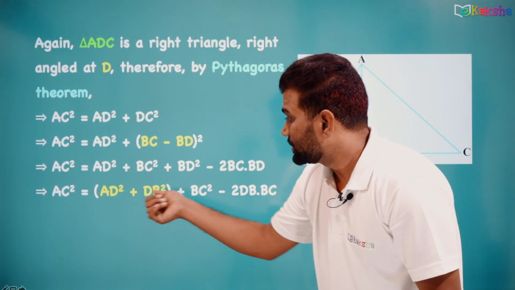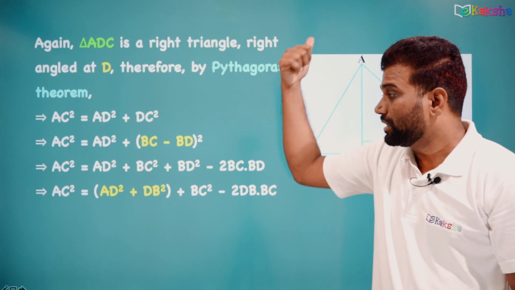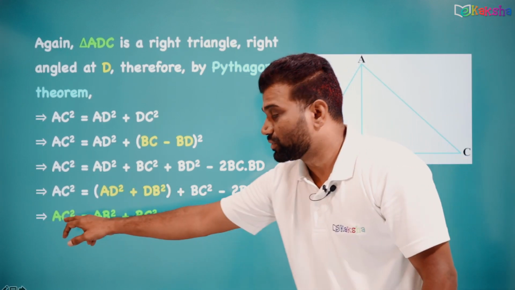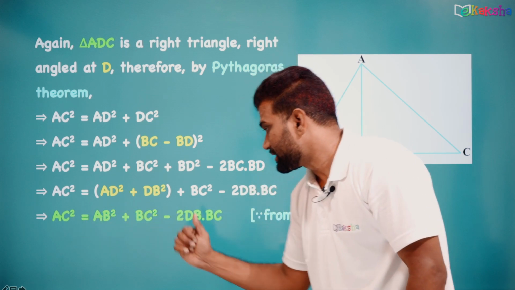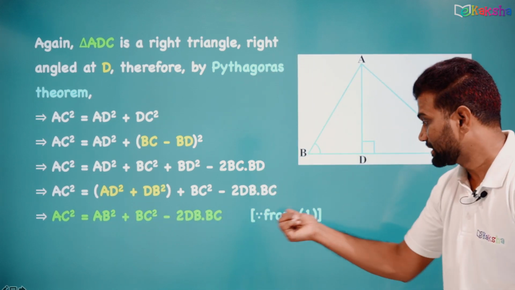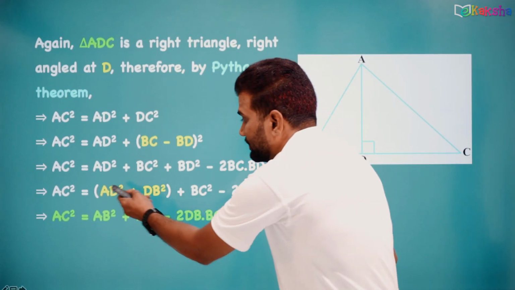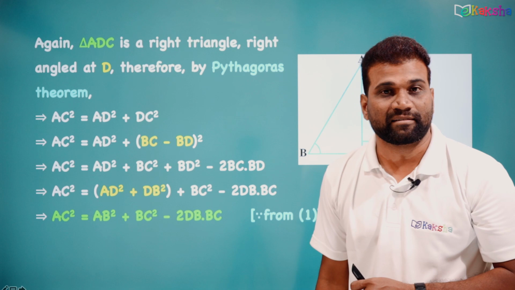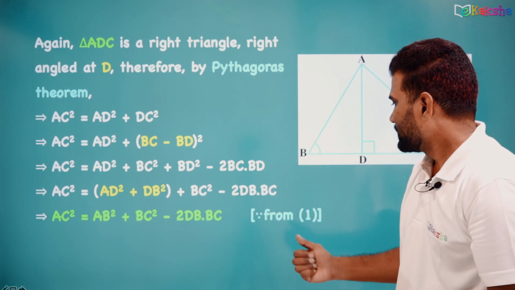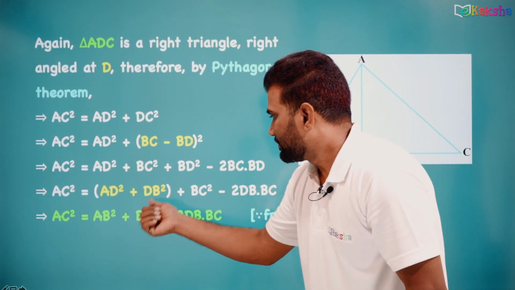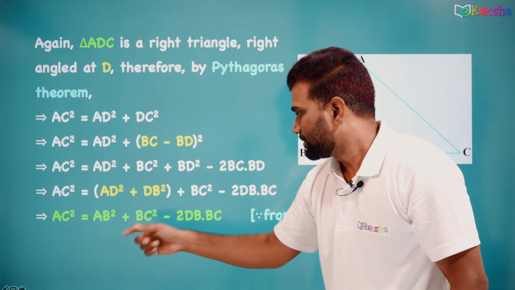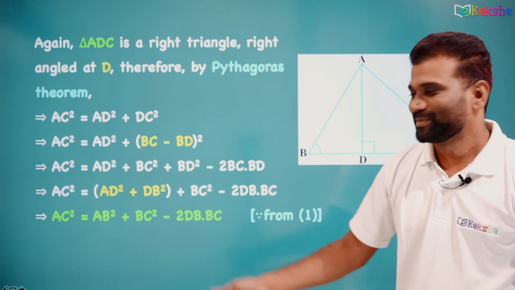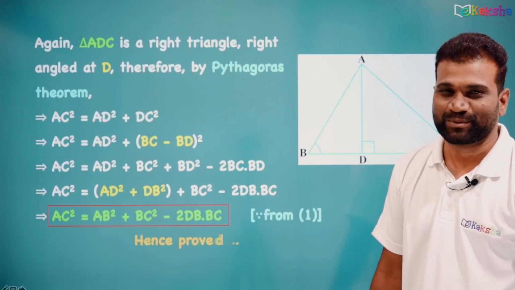But from equation 1 we have AB square. So we can replace this with AB square, so AC square equals AB square plus BC square minus 2 times BC into BD. In equation 1 we proved AD square plus DB square equals AB square. So we can say this is equal to AB square. So we have got the required proof. This is what we needed to prove. Hence it is proved.